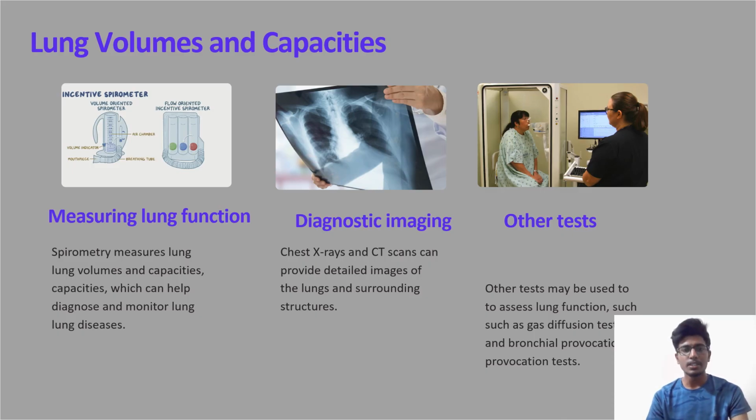Lung volume and capacities. Measuring lung function: spirometry measures lung volumes and capacities, which can help diagnose and monitor lung disease. Diagnostic imaging: chest X-rays and CT scans can provide detailed images of the lungs and surrounding structures. Other tests: other tests may be used to assess lung function, such as gas diffusion tests and bronchial provocation tests.